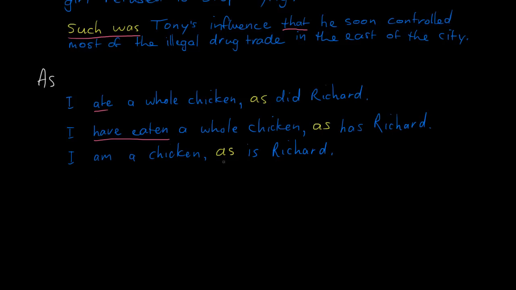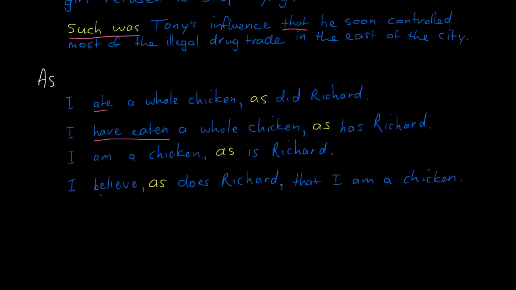This is I am a chicken, as is Richard. Chicken means coward, or a person who's not brave. So I am a chicken, as is Richard, meaning I'm not brave, and nor is Richard. Richard's not brave either. And let's look at one more. I believe. Now with this one, I believe, as does Richard, that I'm a chicken.